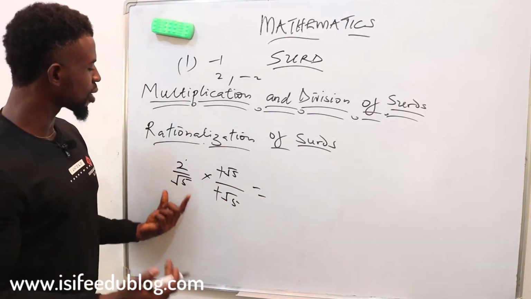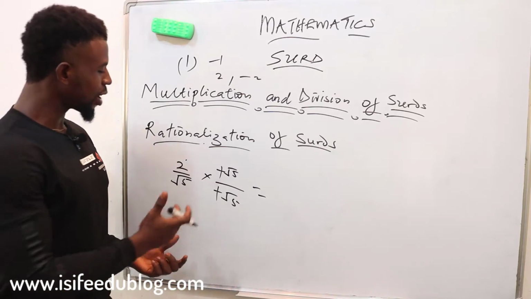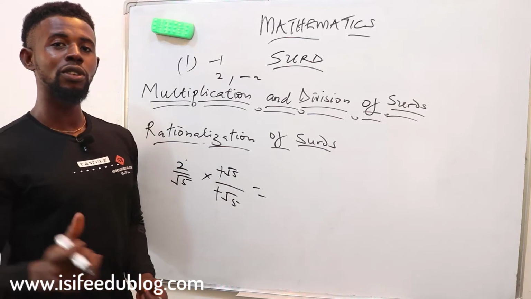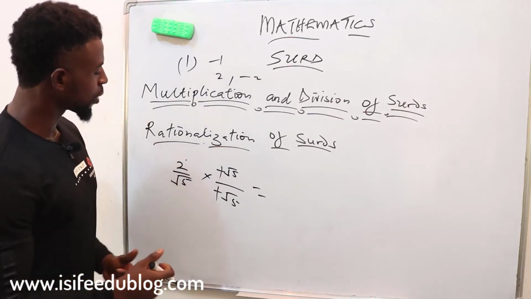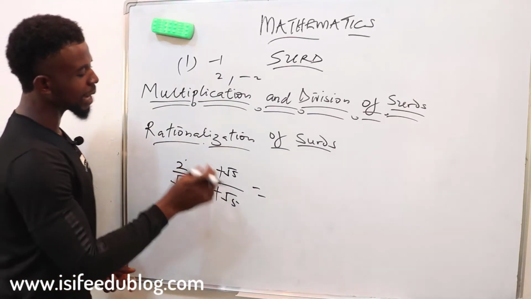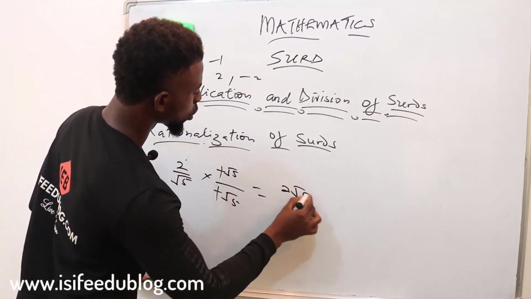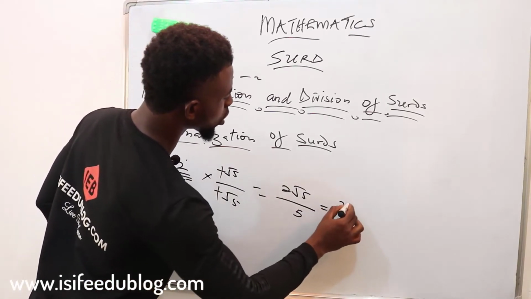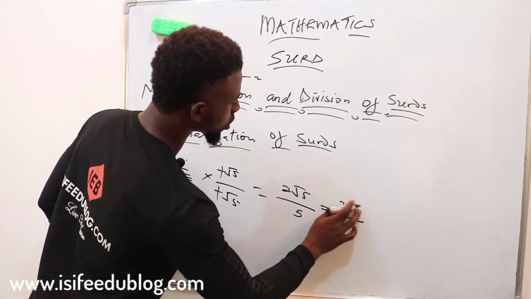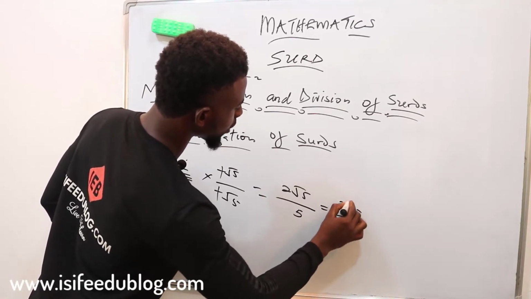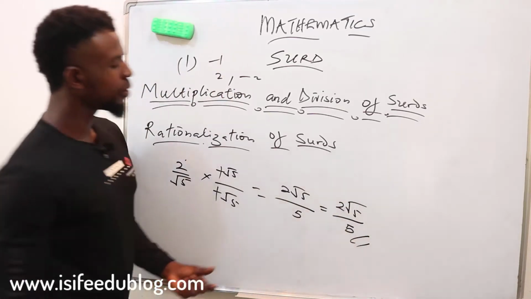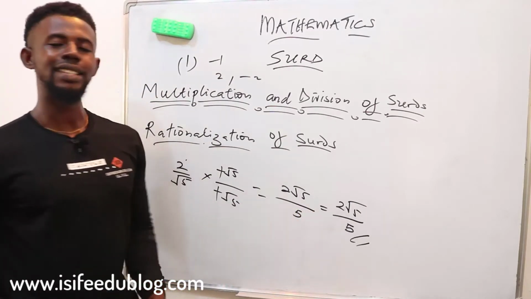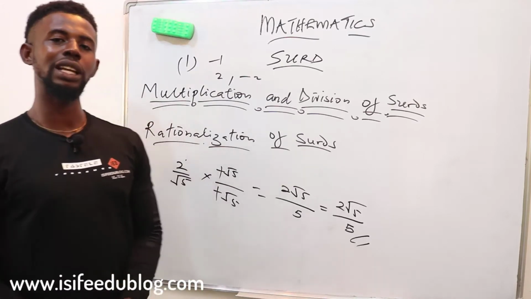Now remember, we've talked about multiplication in fractions. And if you don't remember clearly, or if you don't know, I'll have to refer you back to our video under multiplication in fractions. So we have 2 times root 5 will give us 2 root 5 all over root 5 times root 5 will give us 5. So this is equal to 2 root 5 all over 5. Now if you look at this clearly, we've succeeded in removing a SURD as our denominator. So this number has been rationalized.